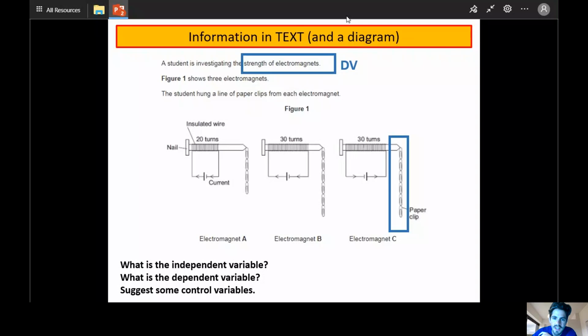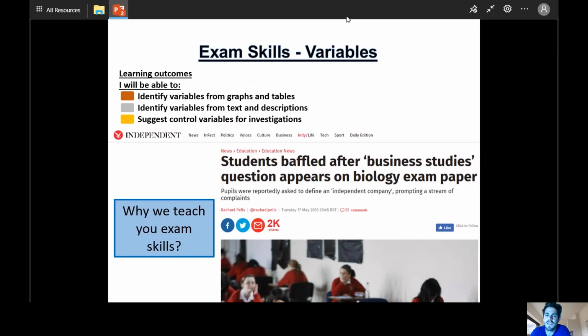Hey guys, it's Mr. Lawler here, and I am going to be talking to you about exam skills today, specifically focusing on variables. What we want to do is identify variables from graphs and tables, from text, from descriptions, and to be able to suggest control variables for investigations. So if you're ready, then let's go.